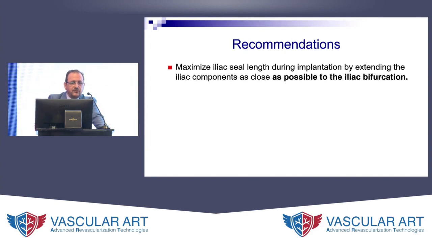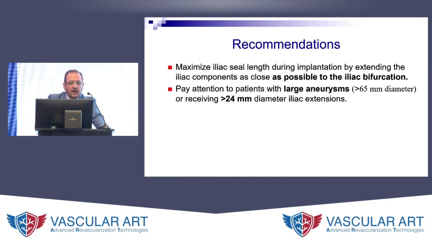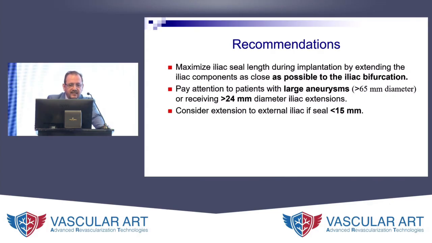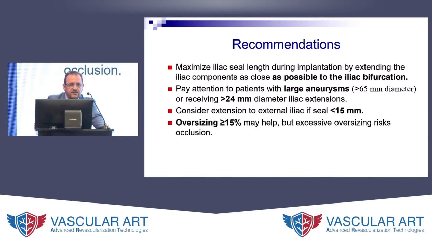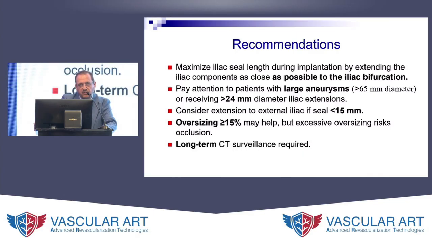So the recommendation is that you need to maximize your iliac sealing zone length. Try to get your EVAR as close as possible to the iliac bifurcation. If you're doing an EVAR for a larger aneurysm, more than 65, you have to pay attention, especially if you use a limb larger than 24 millimeters in the iliac artery. Consider extension to the external iliac artery if your landing zone is less than 15 millimeters. Oversizing more than 15% is recommended, but excessive oversizing more than 20% can end with limb occlusions. Long-term surveillance is very important because, as we said before, the longer the follow-up, the more you will see this dilatation at the level of the iliac artery.